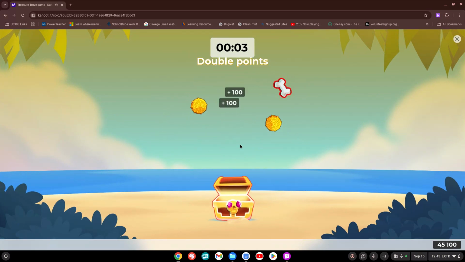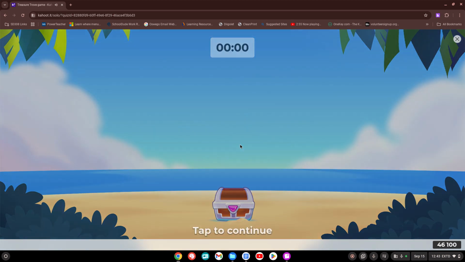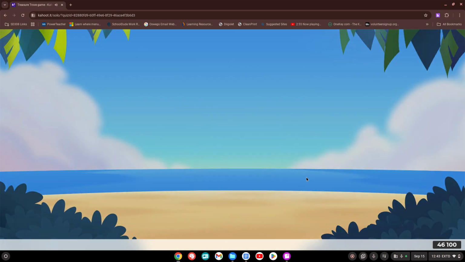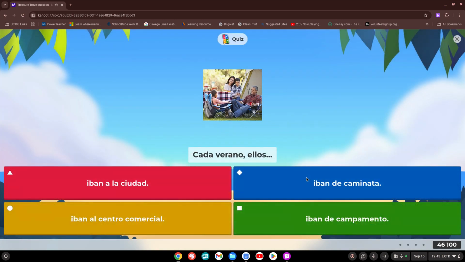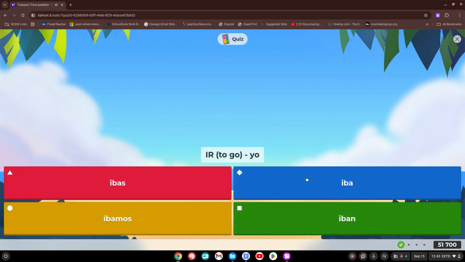With the bonus points, it's nice, you get double on those. The screen will turn back to the original color. You notice that I got a bone on there, so it did take away a couple of points, 500 to be exact. And this game again is just to help them practice with the context of when I was young.